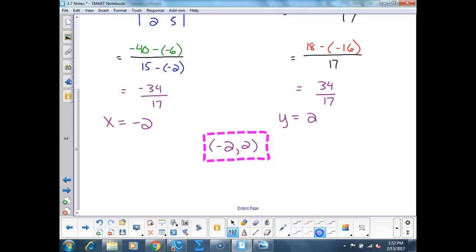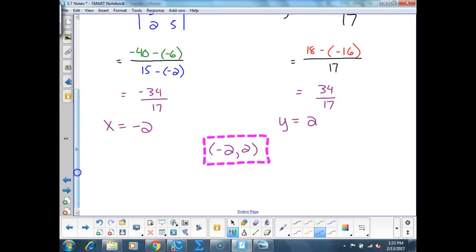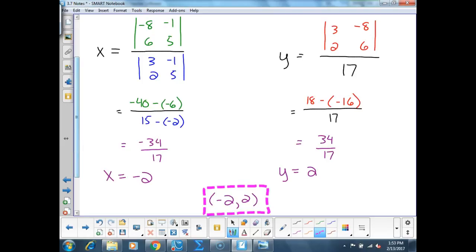So that's Cramer's rule. Now, can you use Cramer's rule with a triple variable? 3 by 3.